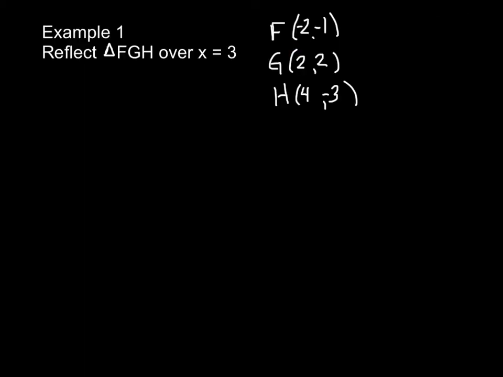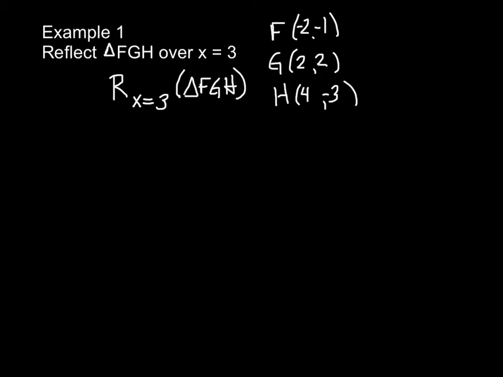So we're going to do example 1 together. Reflect triangle FGH over x equals 3. Now first off, I'm going to show you correct notation. This is what it would look like. Reflection, and then you're going to have x equals 3 of triangle FGH.